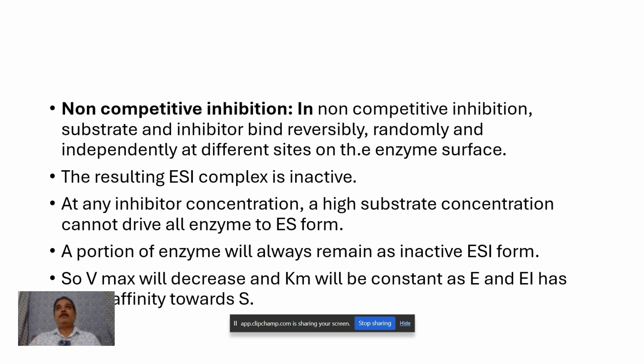So Km is the affinity of the enzyme towards its substrate. That won't be affected because both free enzyme and enzyme inhibitor complex have the same affinity towards substrate. So that is not altered. But Vmax is decreased because some of the enzyme will always be present in the ESI form, which is inactive. So the amount of enzyme in the assay mixture will get reduced.